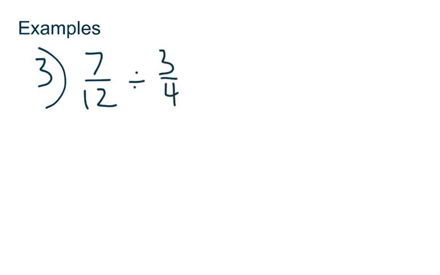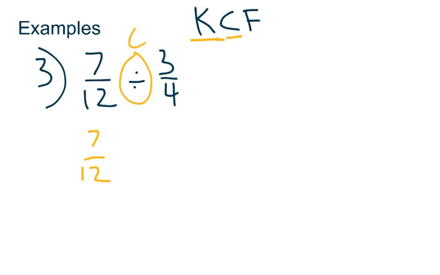Now, let's look at some examples of division. In this first one, we'll go 7/12 divided by 3/4. The first step is to do keep, change, flip, KCF. What that stands for is that we're going to keep the first fraction as is, 7/12. We then change the sign, so this is where the C happens, and I'm going to change it from division to multiplication. And then I'm going to flip the fraction, which means multiplying by its reciprocal, to get 4/3.